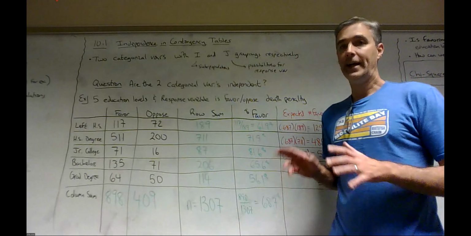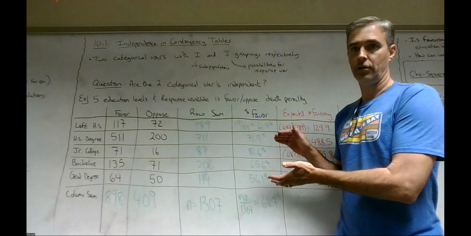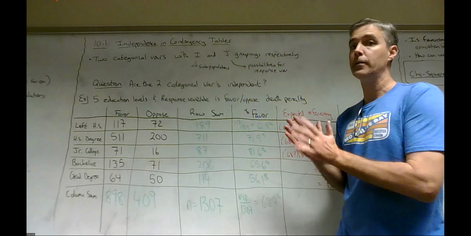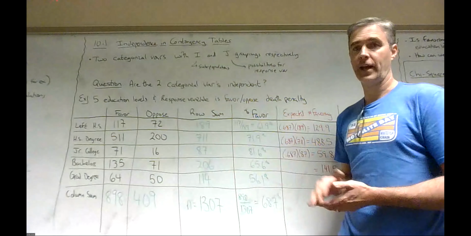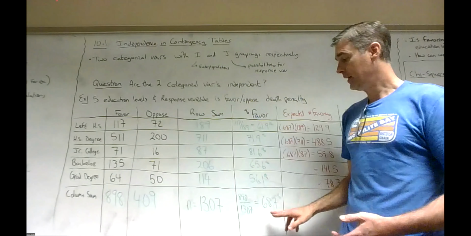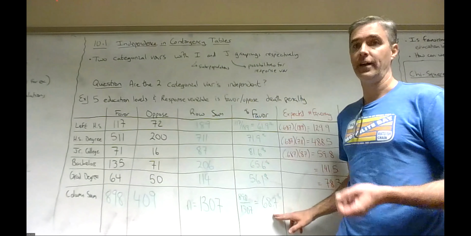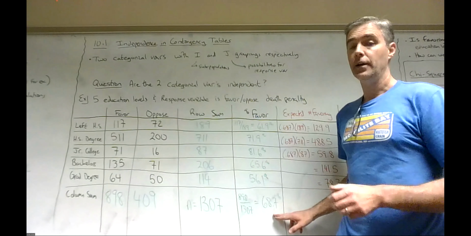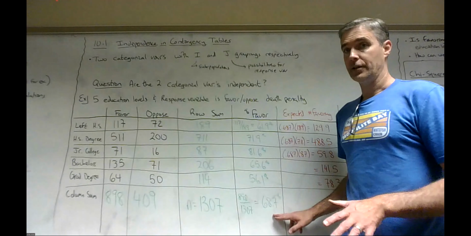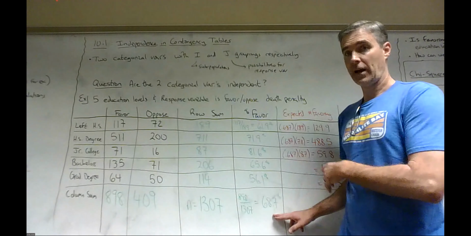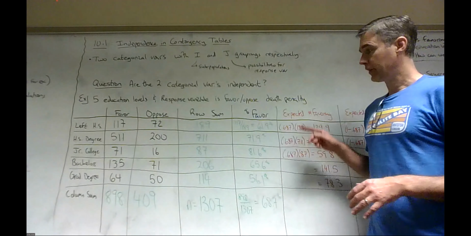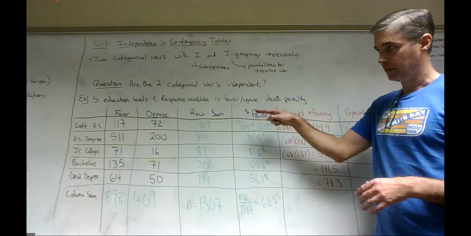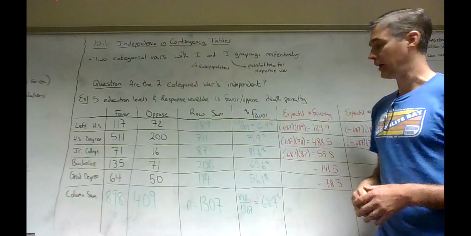Now, if education level and death penalty opinion were independent of each other, I would expect each of these educational categories to have about 68.7% favoring the death penalty. Now we don't. And so let's just see what we should have expected, and that'll be in the red. So if they were independent, I would have expected 68.7% of each of these subpopulations to favor the death penalty.